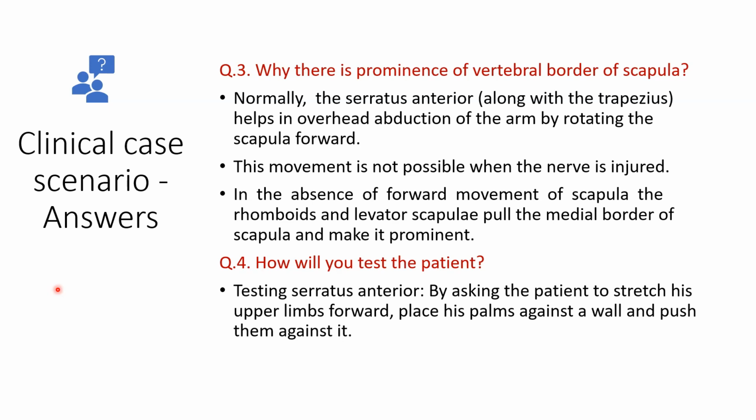How will you test the patient? That is the last question. The serratus anterior muscle can be tested by asking the patient to stretch his upper limbs forward and place his palms against a wall and push against that wall. That makes the serratus anterior work, and then you can see whether winging is prominent in this position.